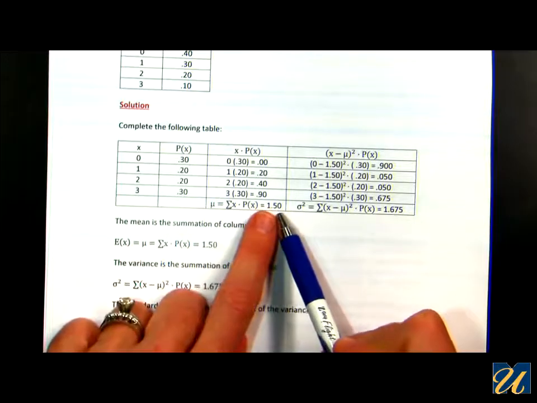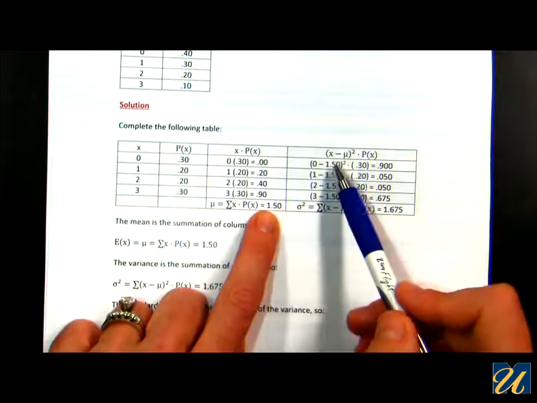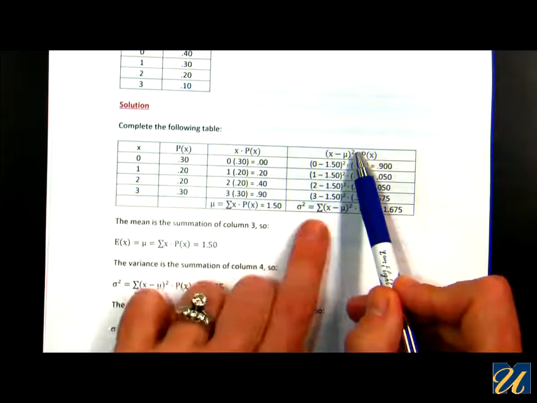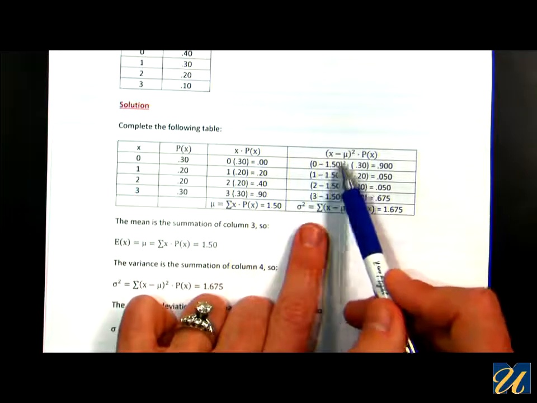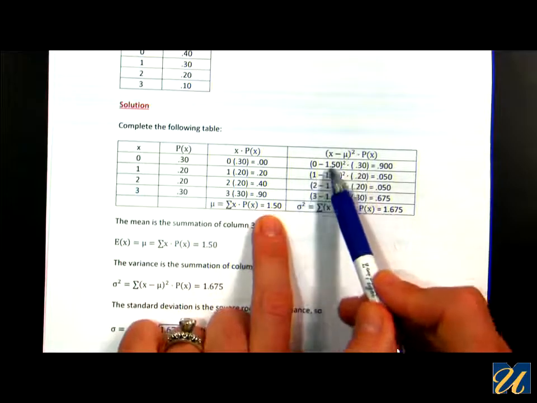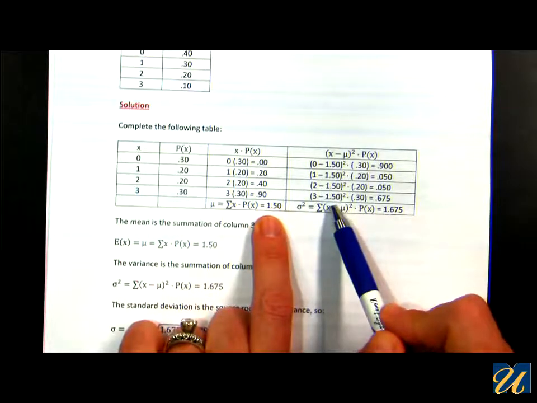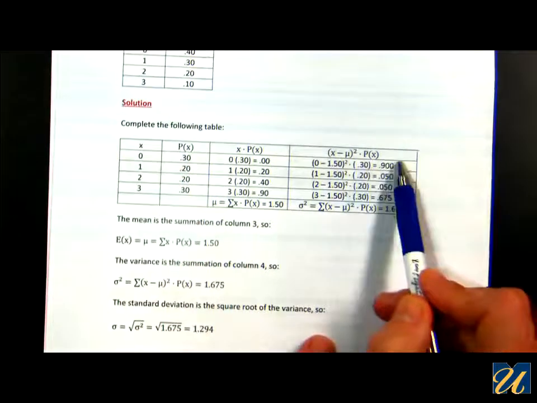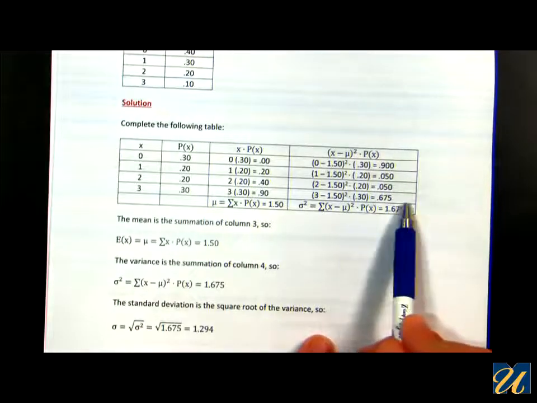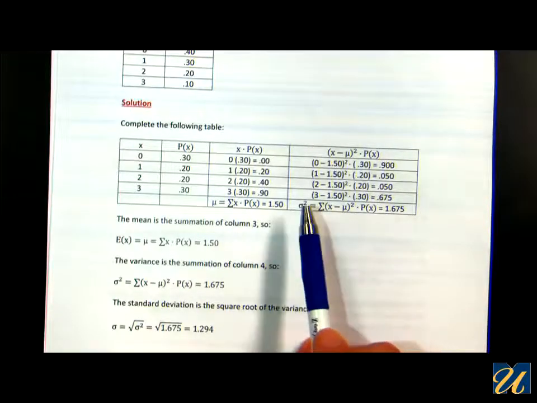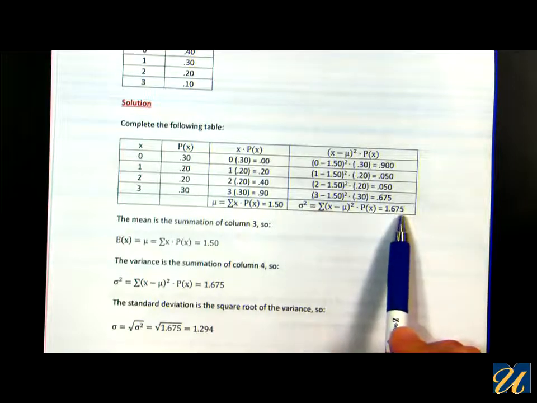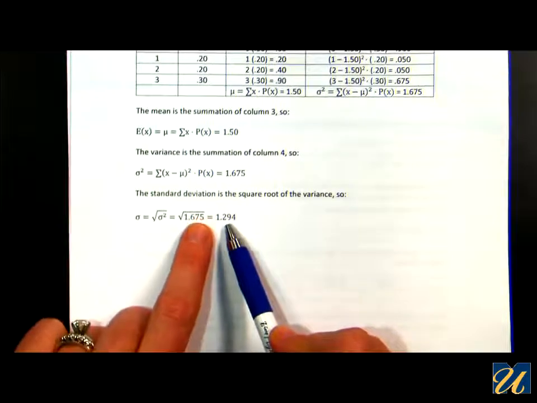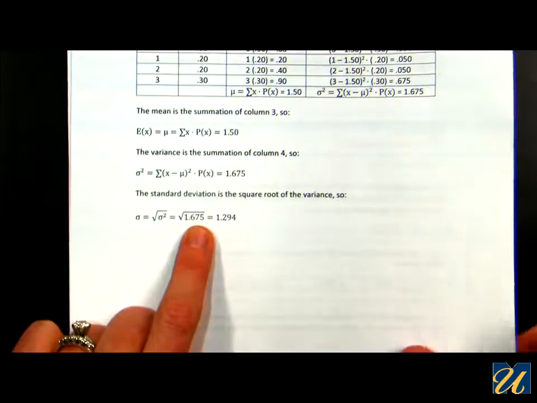Now, you take the average, the mu, the expected value, and you subtract it from each outcome. So you have (x minus mu) squared. In this case, (0 minus 1.5) squared, (1 minus 1.5) squared, and so on and so forth. Then you multiply this by the corresponding probability of each outcome, and whatever you find at the end, you take the sum, and this will give you your variance. The variance in this case is 1.675, and to find the standard deviation, all we need to do is take the square root of the variance, 1.294.